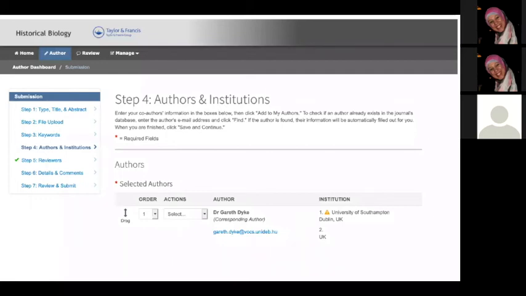You don't have to re-enter that information into the journal submission system, because the journal submission system, as our journal, this Taylor and Francis journal called Historical Biology, is already integrated with the Orcid ID system. So once you log in to Scholar One or Editorial Manager or Open Journal Systems, the three main ways that international journals manage their submissions, you'll always have the option of logging in using an Orcid ID, so you don't have to spend loads of time populating all of that information.